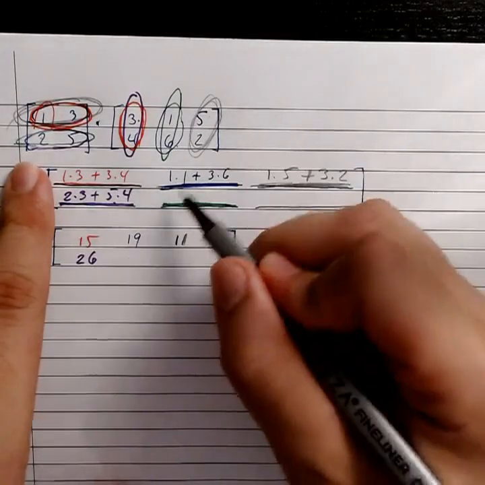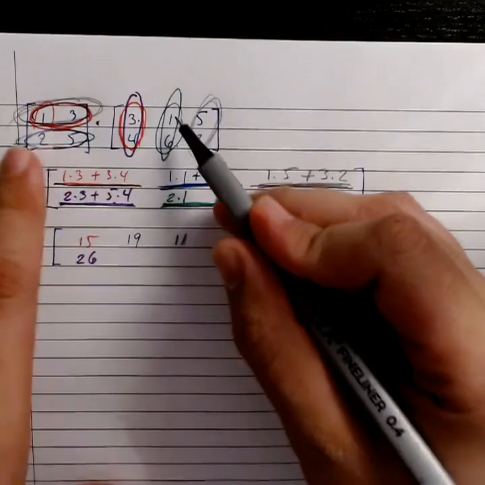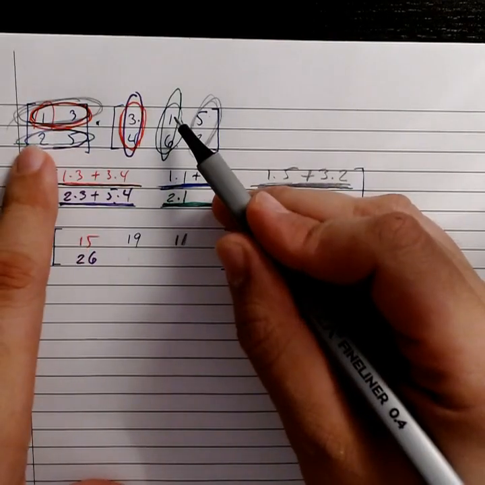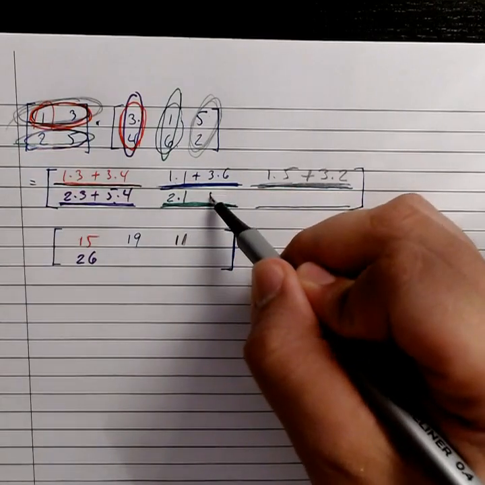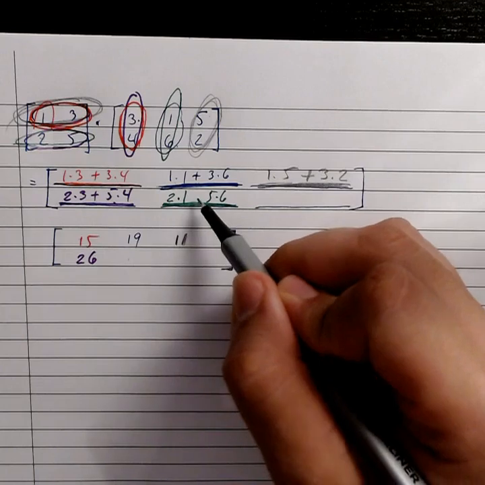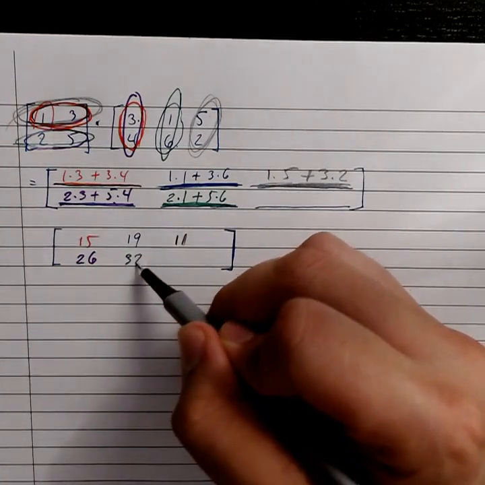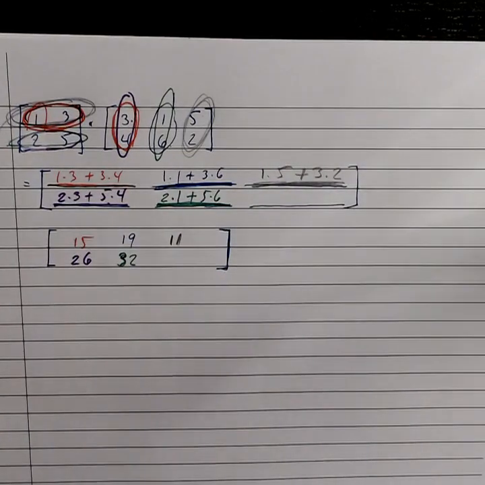Here, 2 times 1. Here, 5 times 6, right? Left to right, top to bottom. 2 times 1, and then separately 5 times 6. And then I'm going to add those. So 30 plus 2 is 32. Just like that.